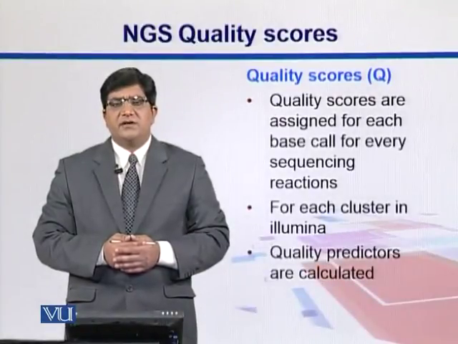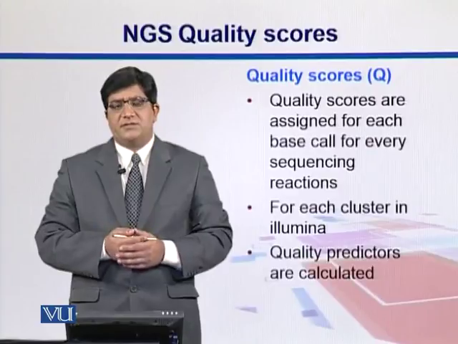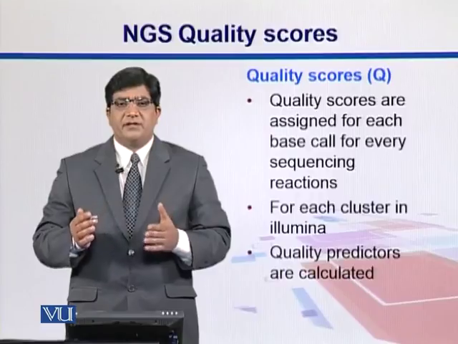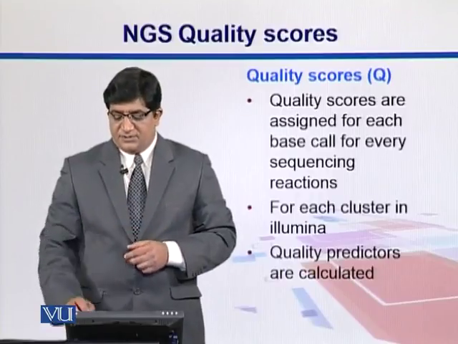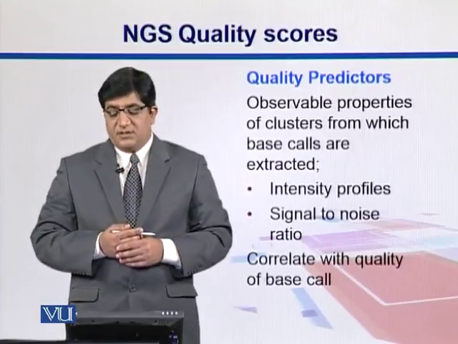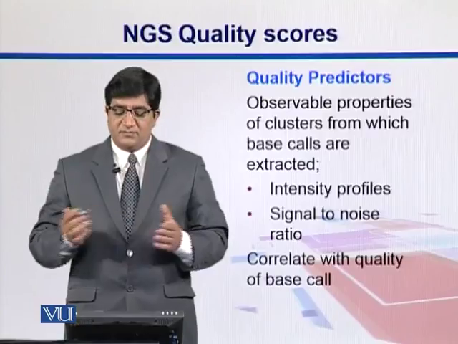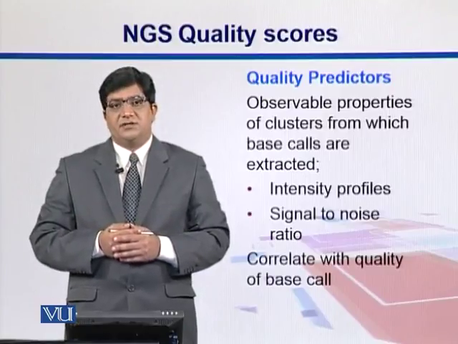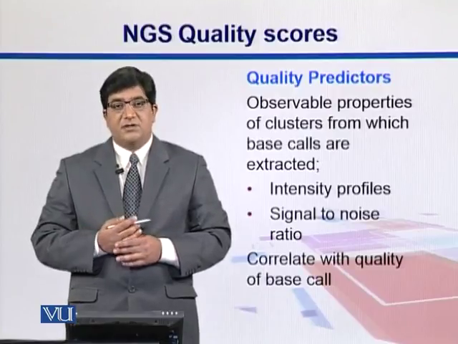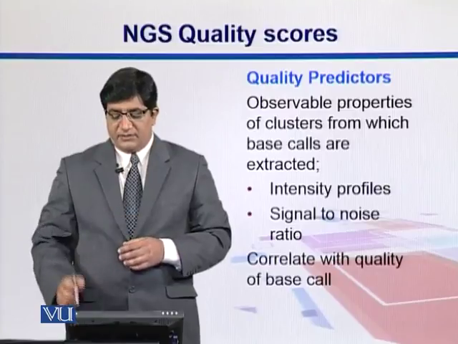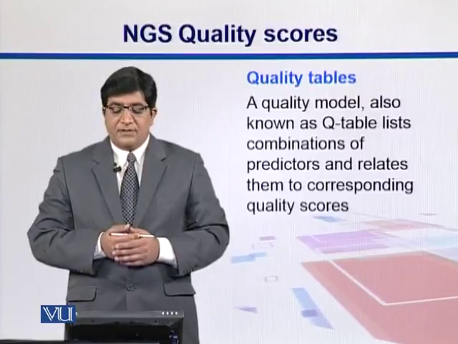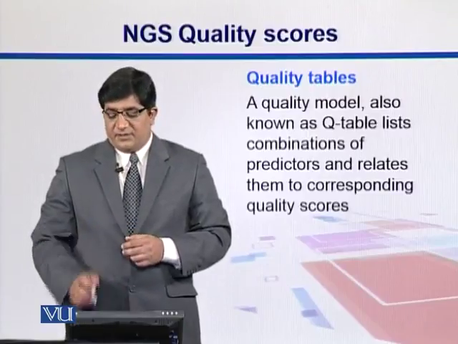Quality scores are assigned for each base call when a sequencing reaction is complete. For these quality scores, there are different predictors which are calculated, and then they put those predictors into some specific tables. What those predictors are, actually, are specific properties which are associated with each base call. That may be their intensity profiles, it may be signal to noise ratios, and they correlate these predictors with the quality of the base calls. They put these predictors into what they call Q tables.